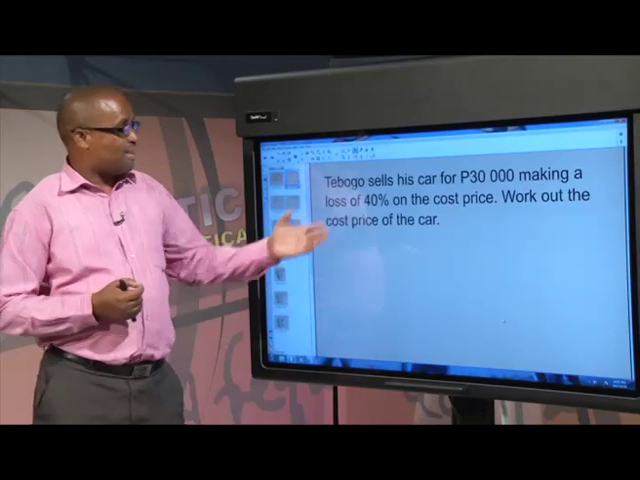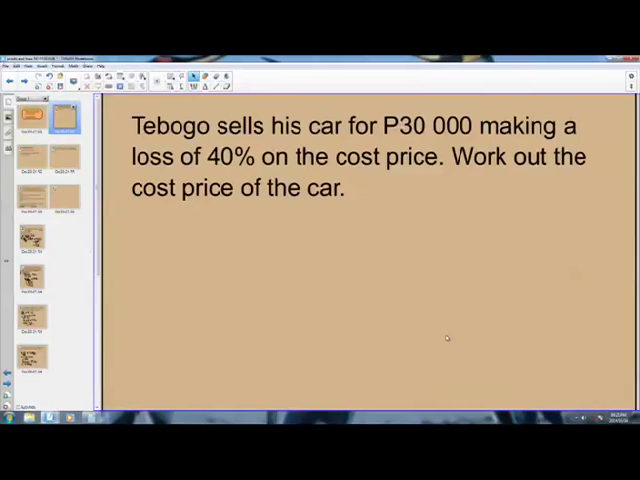Now, let us have a look at the example here. Tebogo sells his car for 30,000 pula, making a loss of 40% on the cost price. Work out the cost price of the car. We are given the selling price as 30,000 pula. And then we are also told that there's a loss of 40% on this 30,000. Now it says we are to find the cost price. That is the price that he bought this vehicle for. Now, this is how this question is answered.